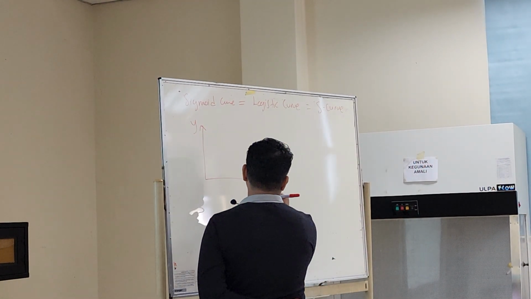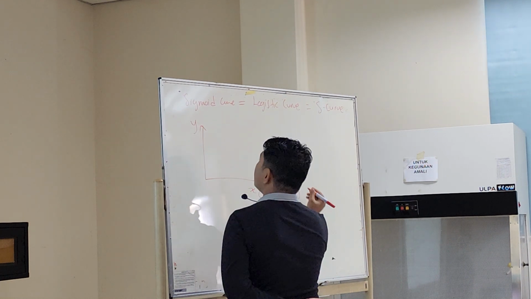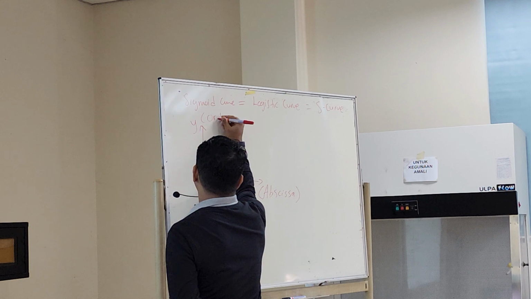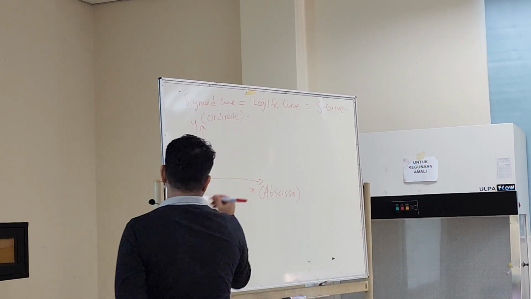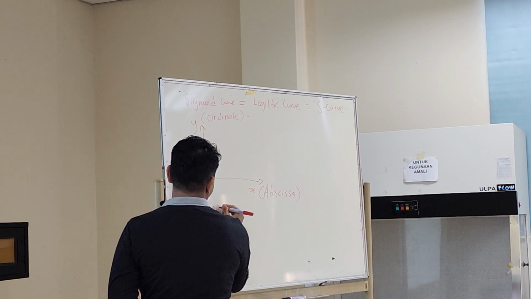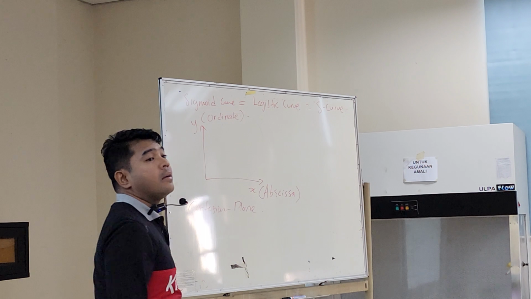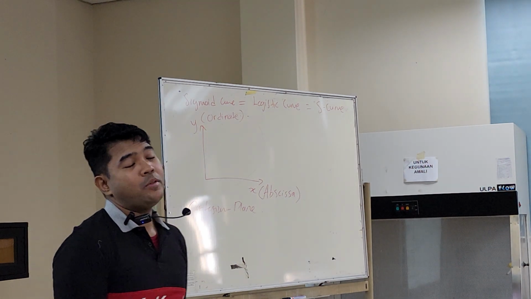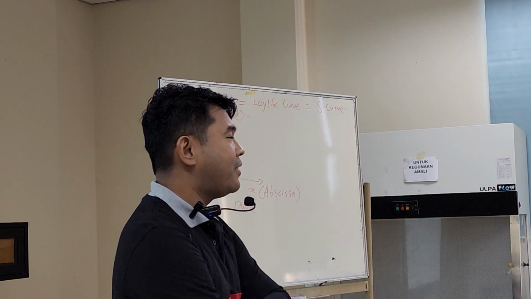Okay. This is the abscissa. This is the ordinate axis. So together here, this is what? Cartesian plane. Should you have learned this? Please don't say you didn't learn. If you forgot, kesian cikgu kat sekolah.